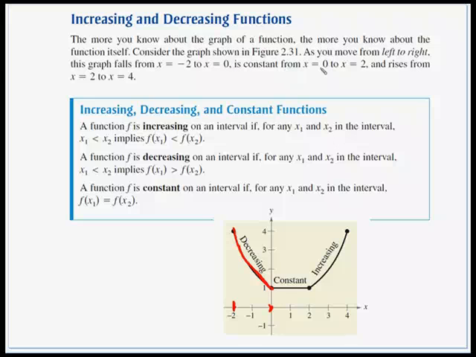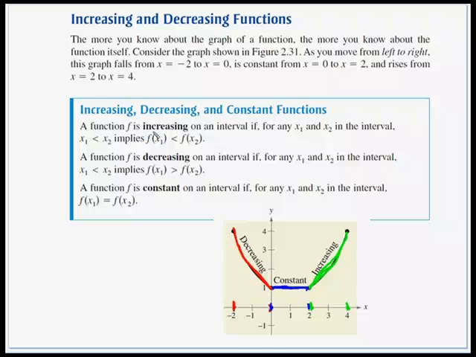It is constant from x values 0 to 2. So from x values 0 to 2, we flatten out, and we're a horizontal line. And then it's increasing or rising from x values 2 to 4. Now we're going back up. Those are very interesting parts of a graph to know about. Where does it decrease? Where is it constant? Where is it increasing?